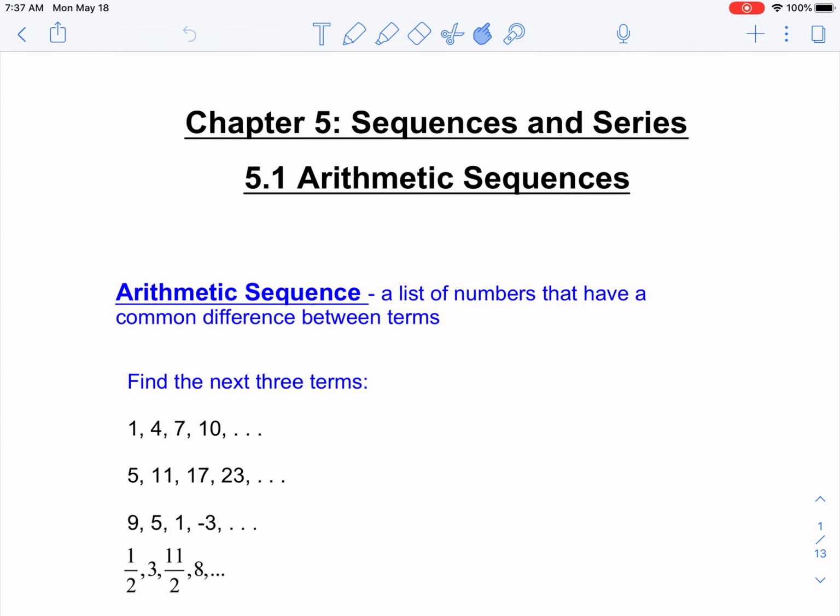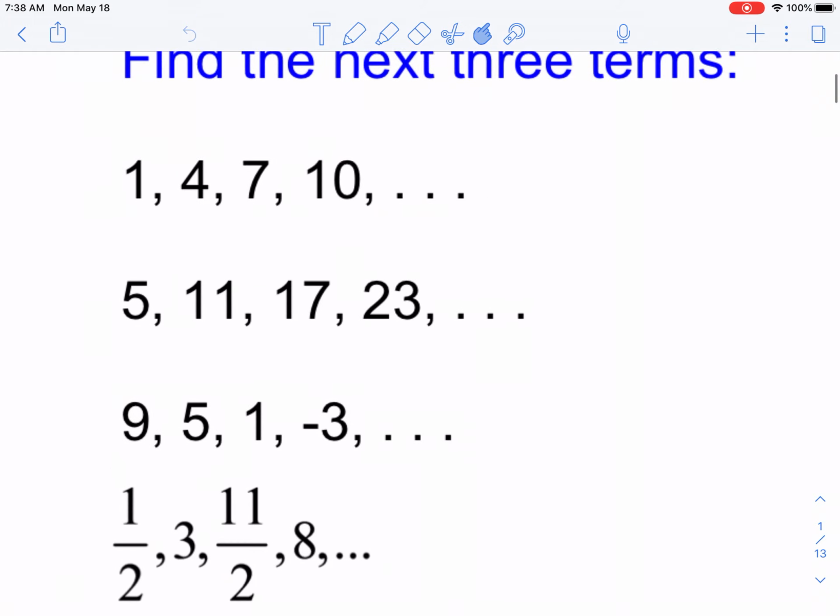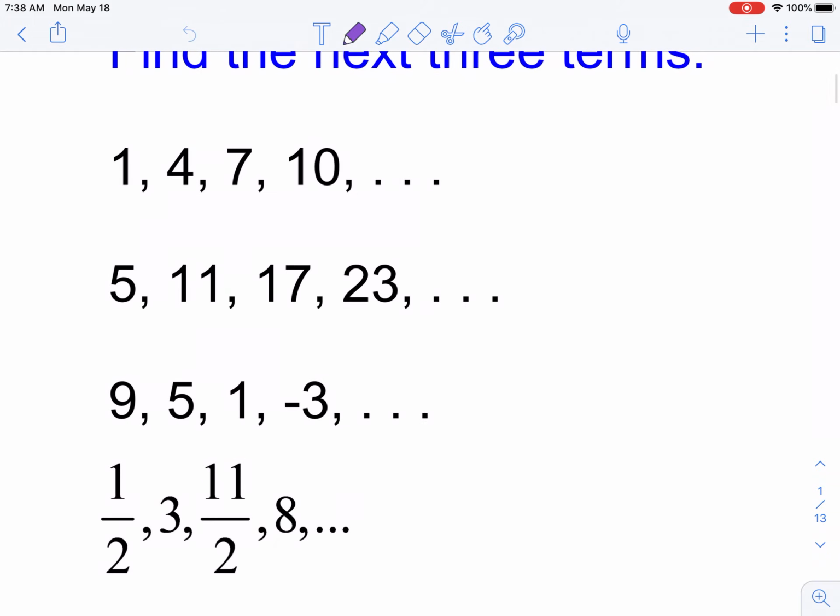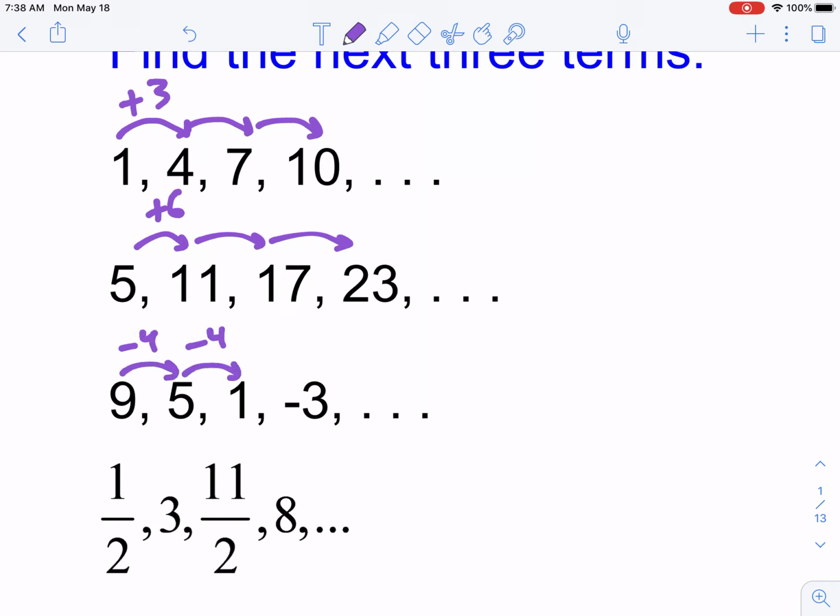An arithmetic sequence is just a list of numbers that have a common difference between terms. Like all of these are arithmetic sequences because they all have a common difference between terms. So in this case it's plus 3, in this case it's plus 6, right? In this case it's minus 4, right? In this case it's plus 2.5.